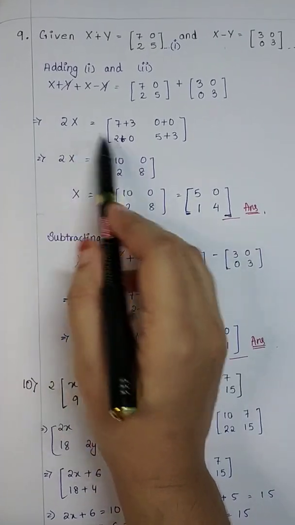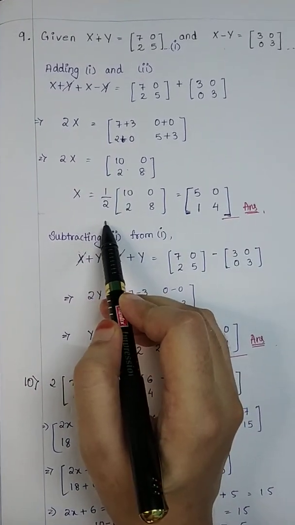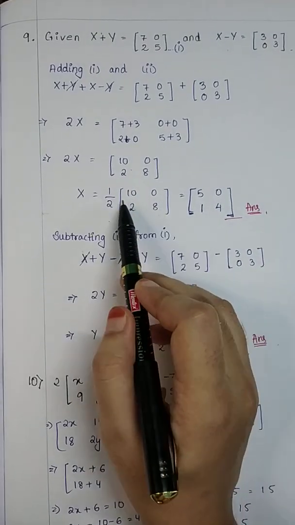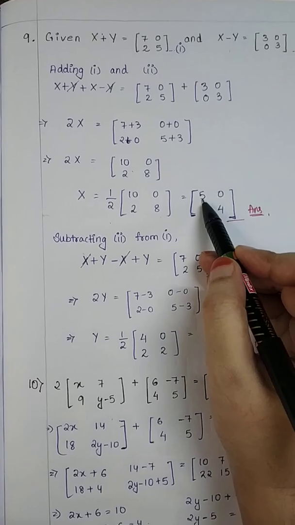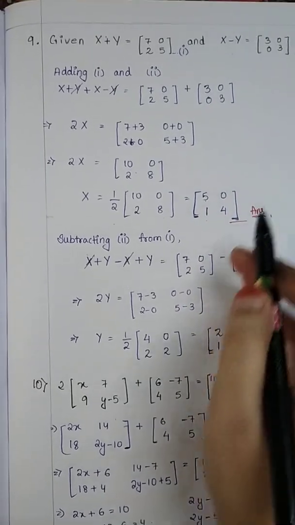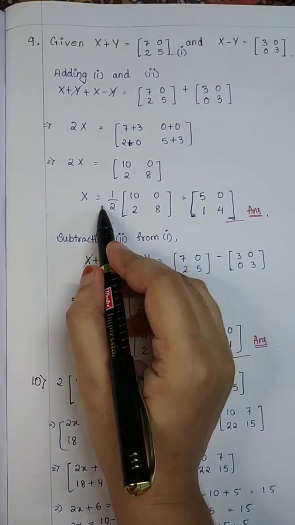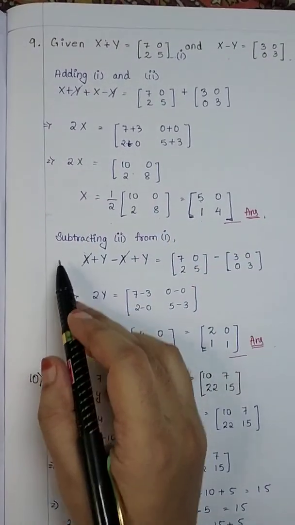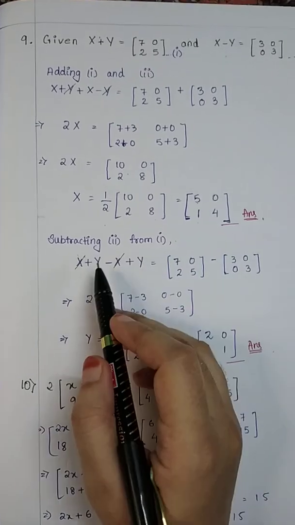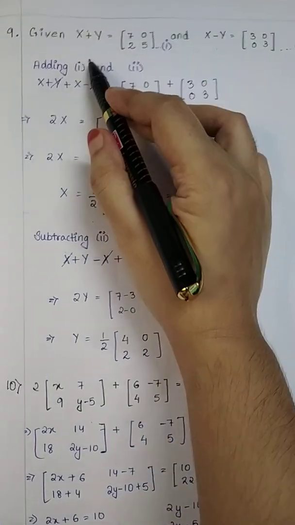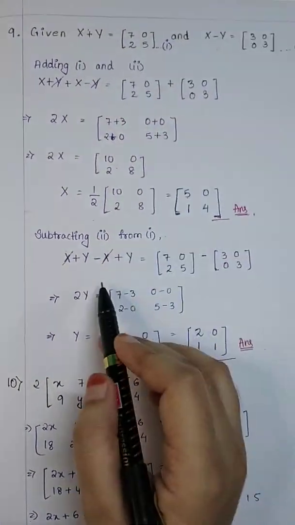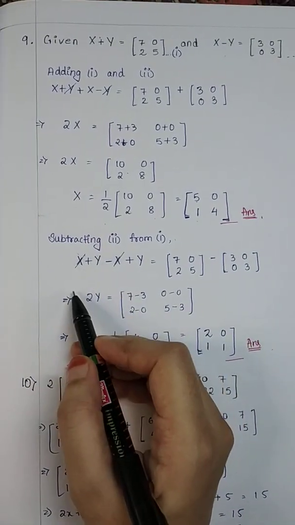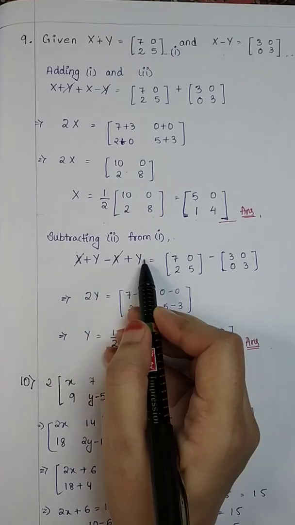After that again 2 will be shifted to the other side, so it will become 1 by 2, 1 by 2 of 10, 0, 2, 8. After you divide it, we get the matrix 5, 0, 1, 4. Now next step is, because we have got the value of x, we need the value of y also. So for getting the value of y, we will subtract 2 from 1. So you will write x plus y minus x minus y. When you write it like that, minus will become plus. Okay, so now we can cancel. So x will cancel, y will be left.